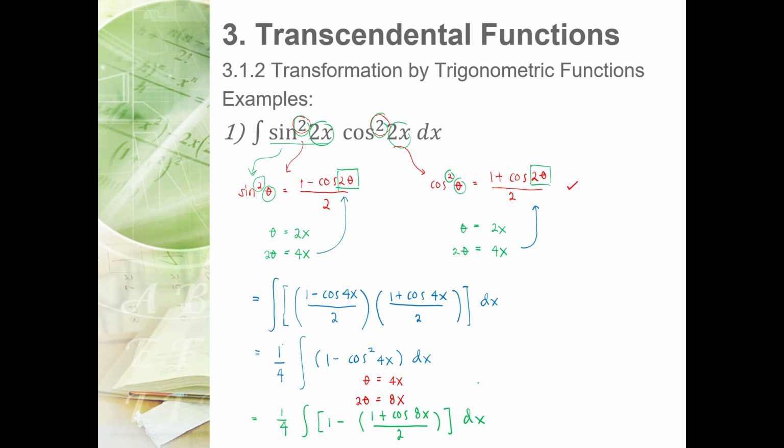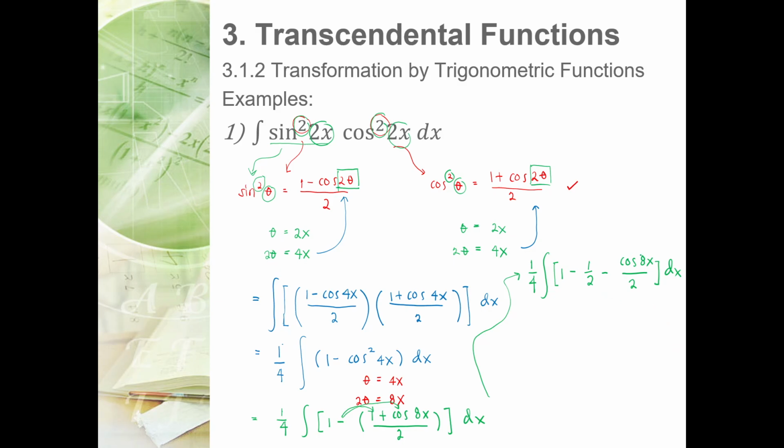So expanding the inside expression, so this will be 1/4 integral of 1 minus 1/2 minus cosine 8x over 2 dx. So I expanded it by multiplying the negative to the terms inside the parenthesis. So 1/2, so you can separate it: 1/2 and cosine 8x over 2. Then applying the negative symbol. So that is your answer.